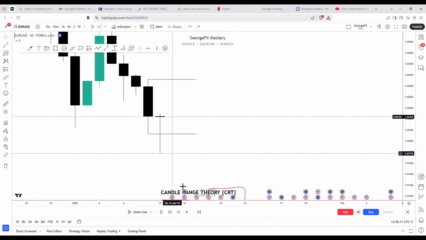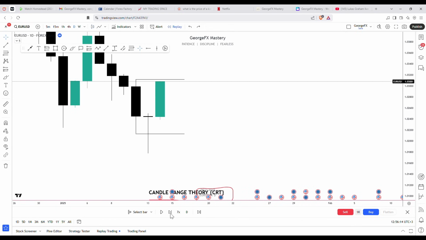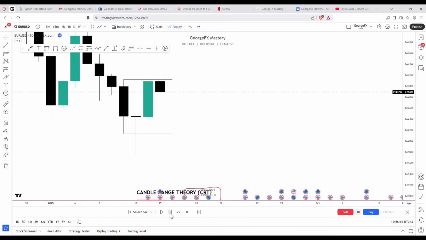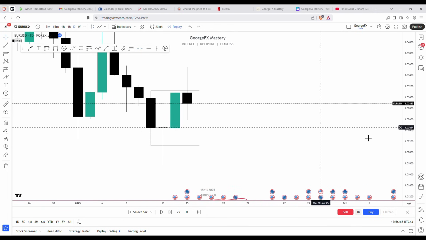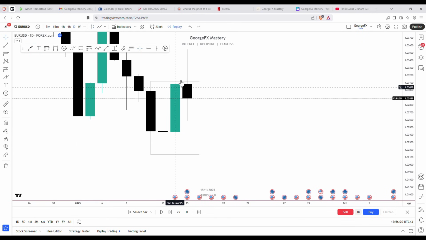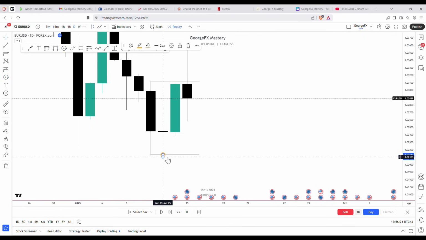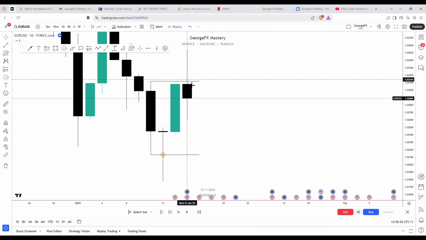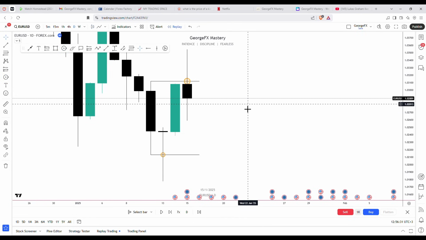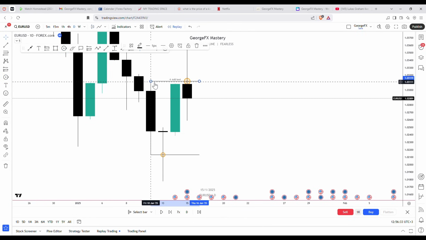Of course, I'm going to show you how we scale down to the lower time frame to find where you're supposed to enter the market from. But for now, that is it. You can see this is where we took out the sell side liquidity, and after that, we also had to check out the buy side liquidity. I hope you are seeing that now. That is the candle high, the candle low.